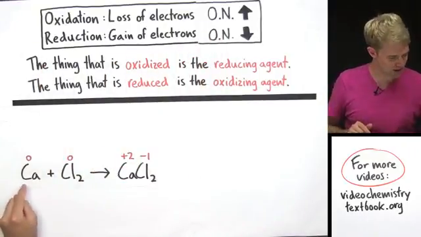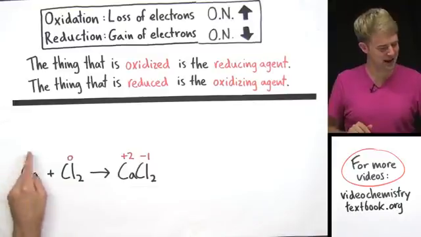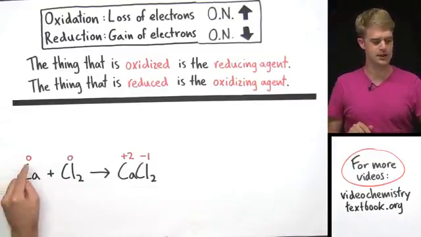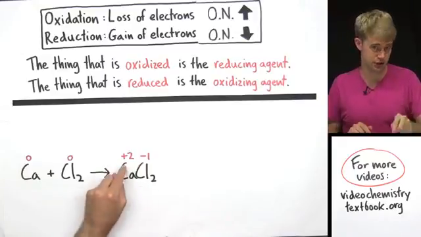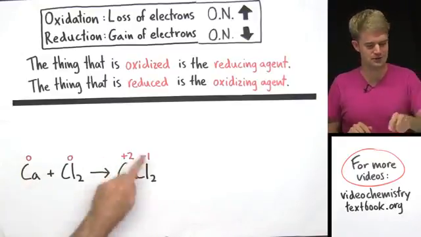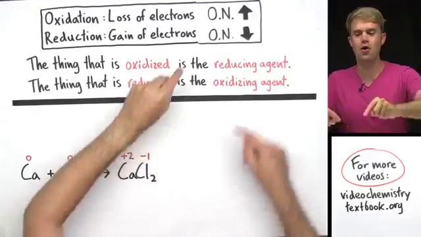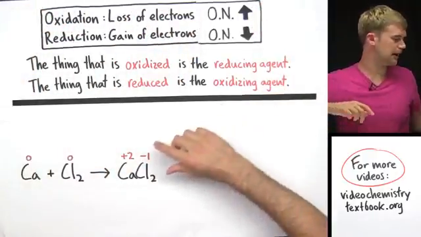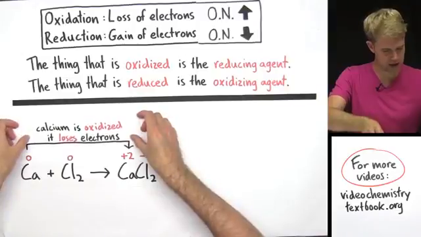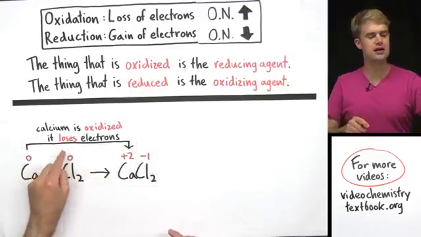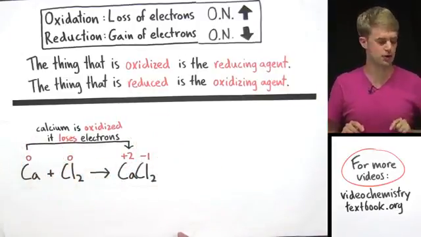Okay, we'll start off by looking at calcium here, Ca. Ca starts off as 0 on this side of the equation, and then over here, it's +2. Okay? So calcium's oxidation number is going up, which means that it is being oxidized. So calcium here is oxidized from 0 to +2, which means that it loses electrons.